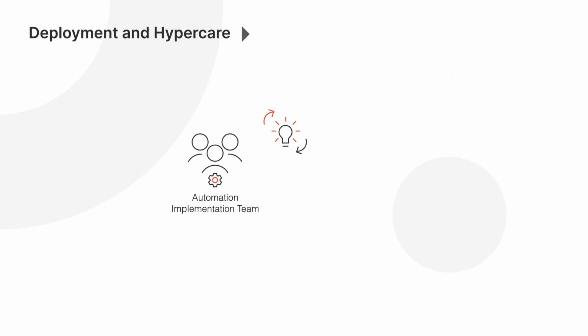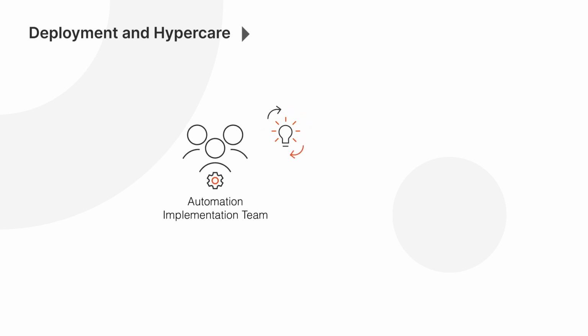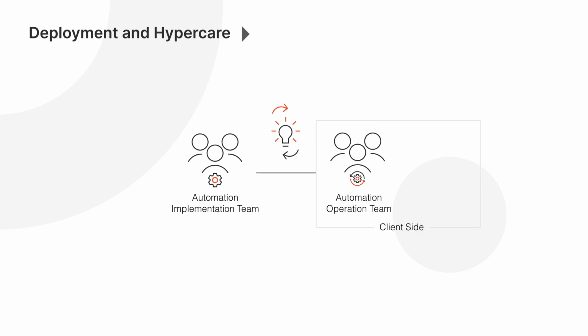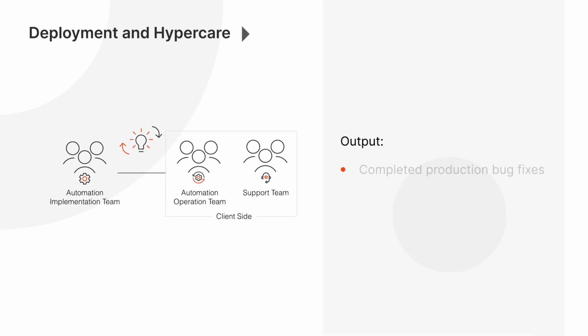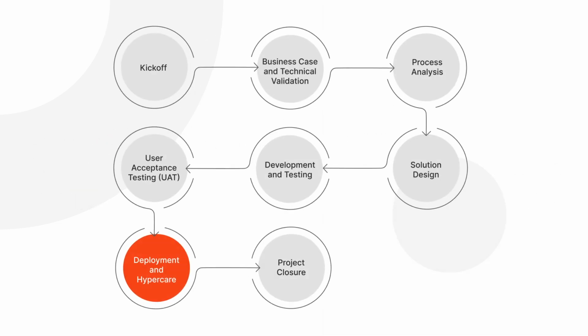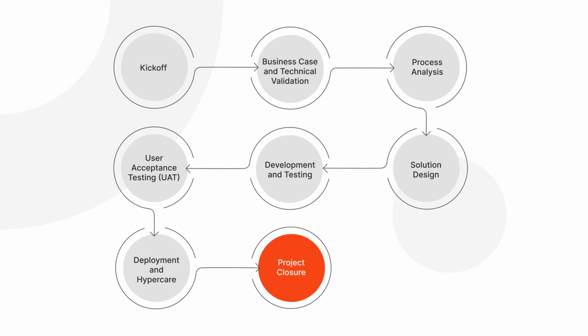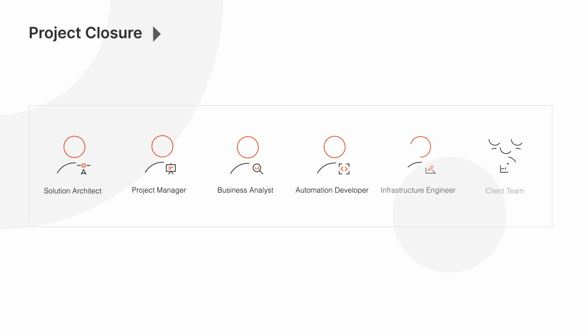During hypercare, knowledge transfer should be initiated by the automation implementation team towards the automation operations team and the long-term automation support team. This will enable them to take over the automation management confidently. By the end of this stage, the production bug fixes are completed and the runbook document is revised. After giving complete control over the automation process to the client, we arrive at the last stage of the implementation, which is project closure. Everyone from the automation implementation team and the client team is involved here.